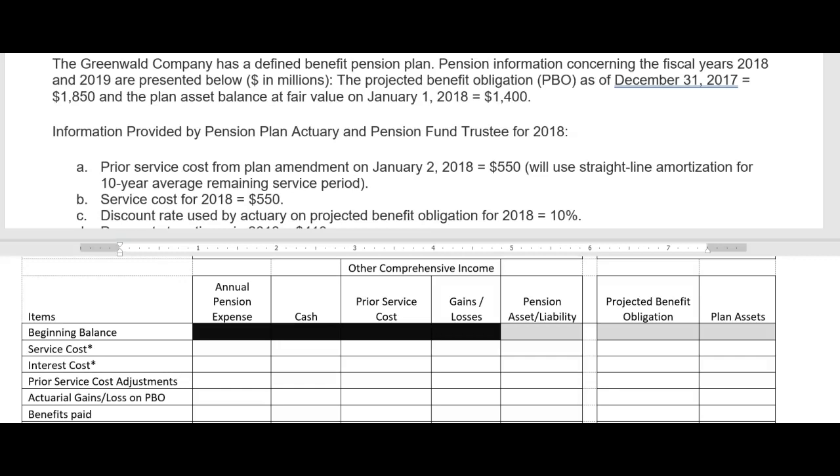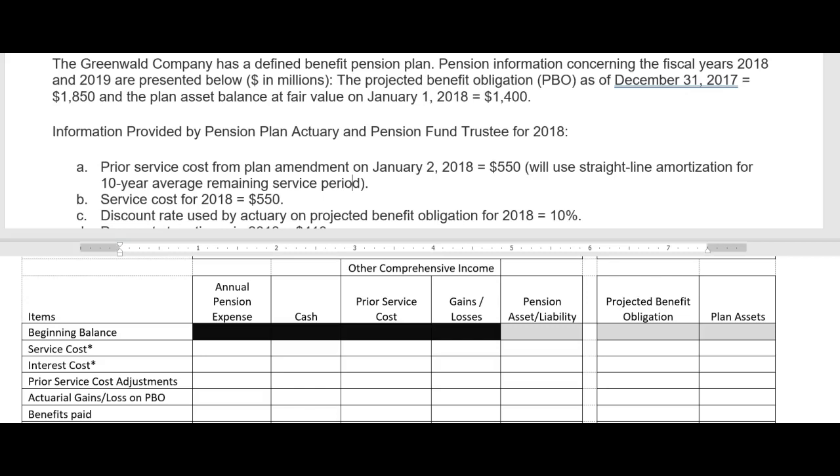Okay, welcome to video 2. Like I said, this is going to be a long problem. In video 2, we're going to look at Greenwald Company, and we're going to look at just 2018. Then we'll do a separate video for 2019. That way we can break it up just a little bit so you're not sitting here staring at the screen for quite so long. So let's start with the problem here.